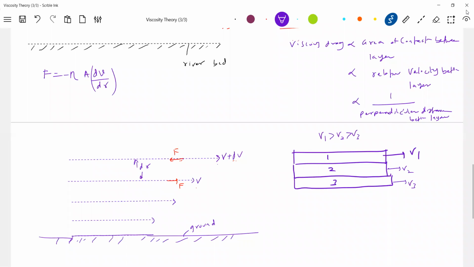Okay, tell me how I have to show the viscous drag on the layers. F12 should be like this. Where do you have to show it? You have to show it here. Is it justified now? Then since V2 is greater than V3, is it okay now? F21, F23, similarly here. So on layer 2, you check it: F21 and F23 are both acting.